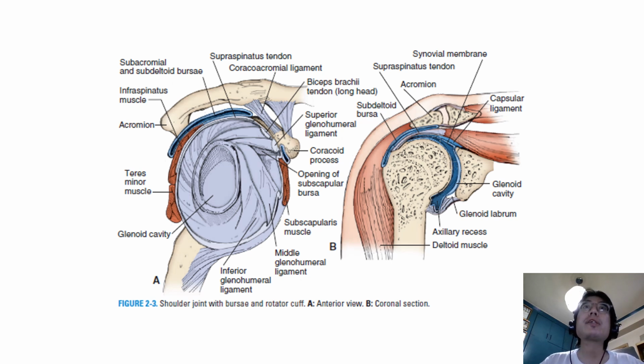It communicates with the subscapular bursa and allows abduction and adduction, flexion and extension, and even circumduction and rotation of the shoulder. There are three main nerve innervations for the shoulder joint. These are the axillary, suprascapular, and the lateral pectoral nerves. And the shoulder joint receives blood from branches of the suprascapular, anterior and posterior humeral circumflex, and scapular circumflex arteries.